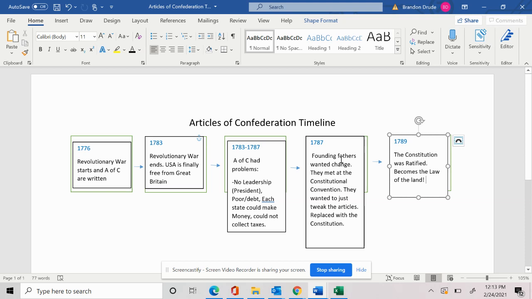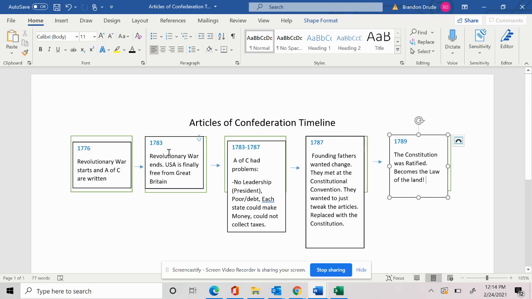They wanted to just tweak the articles. But instead, they replaced it with the Constitution. They started writing the Constitution instead. So that was in 1787. And then finally, in 1789, the Constitution was ratified, and it becomes the law of our land. And we still have the Constitution today.